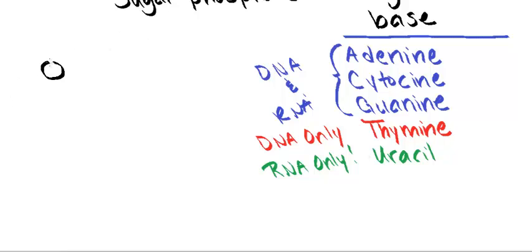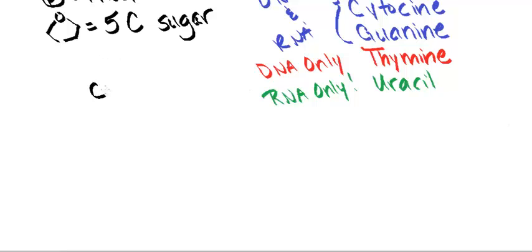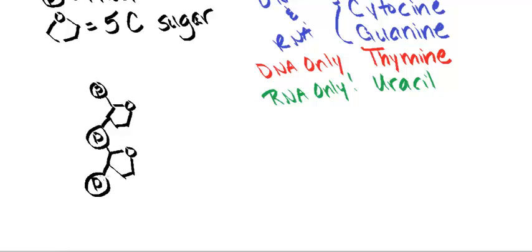Now, for that sugar phosphate backbone, I'll represent the phosphate portion by a P with a circle around it, and your sugar is a 5-membered ring. This will be your 5-carbon sugar. There is a branch that comes off of that. And this is how we're going to draw these. You have your phosphate connected to your sugar, phosphate to sugar, phosphate to sugar. This is what makes up the backbone.